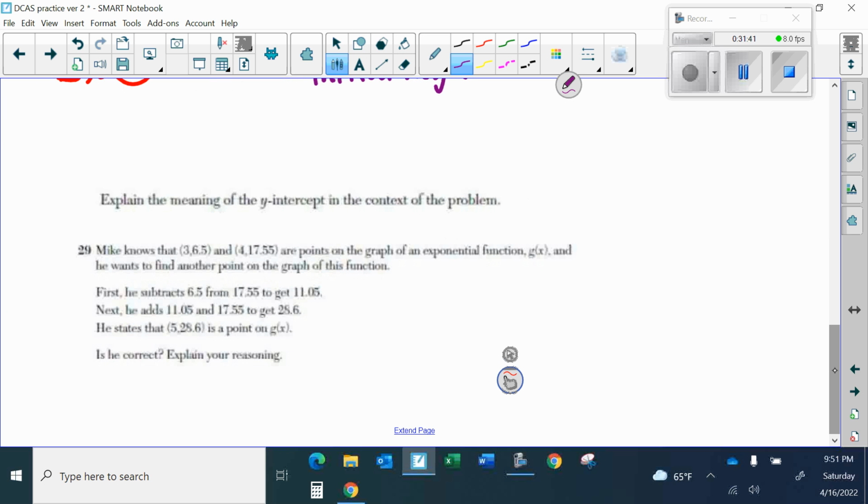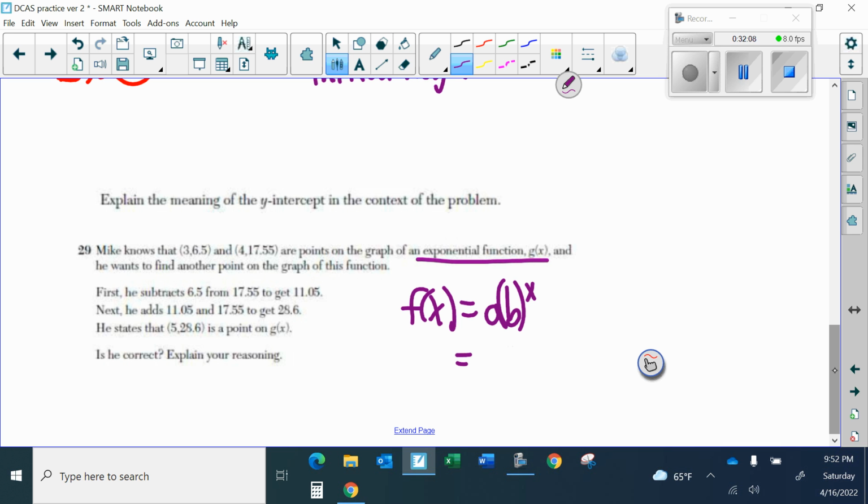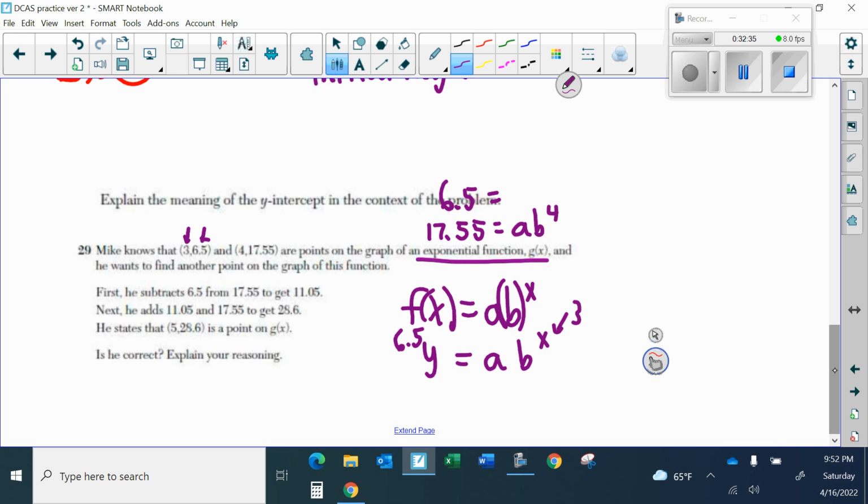All right. Mike knows that (3, 6.5) and (4, 17.55) are points on the graph of an exponential function. An exponential function is in the form a times b to the x. And he wants to find another point on it. First, he substitutes 6.5 in and 17.55 in to get 11.5. Okay, this is not going to be correct. What you do, okay, x coordinate, y coordinate. f of x is the same as the y, so you can rewrite it like this. So I'll be putting 3 in here for the x, 6.5 over here for the y. Then I would do that again for the x. 17.55 equals a times b to the fourth. The first one was 6.5 equals a times b cubed.